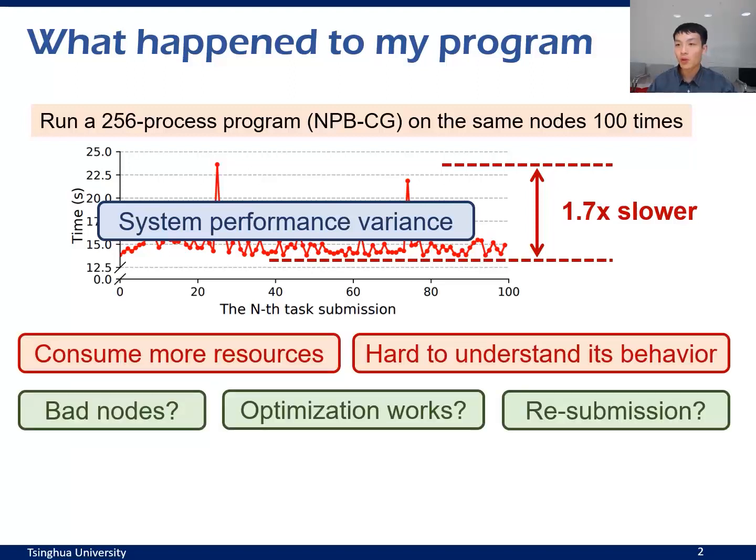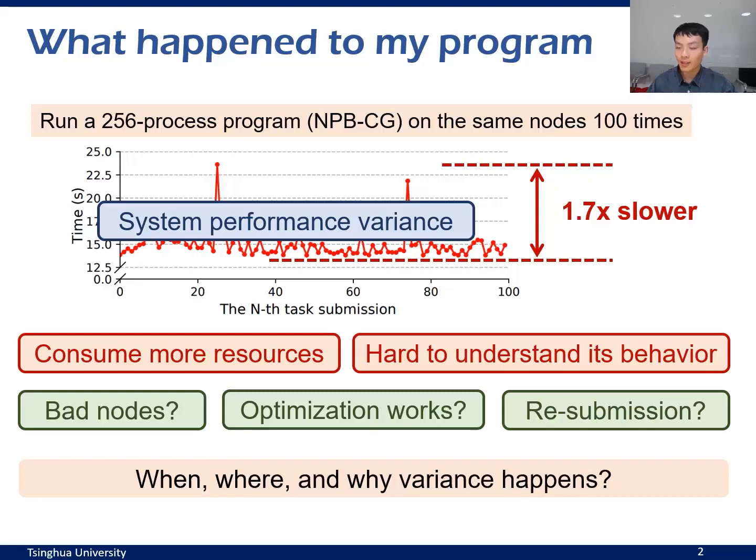A slower program consumes more resources to complete the same job, and the unstable performance makes it very difficult to understand the program's behavior. Users would often ask themselves, is my program running on the same bad nodes? Can I optimize my program to avoid variance, and can I get a better performance by resubmission? To answer all of these questions, we need to know when, where, and more importantly, why system performance variance happens at runtime.